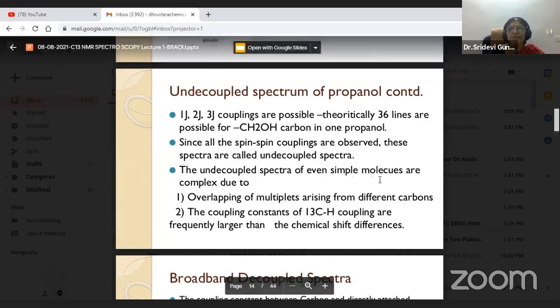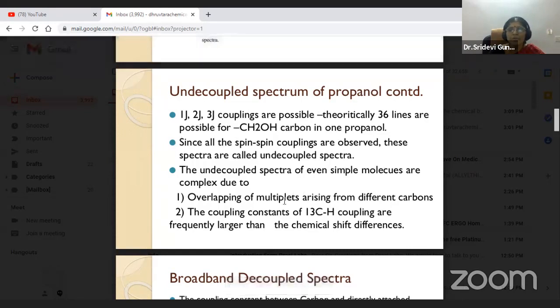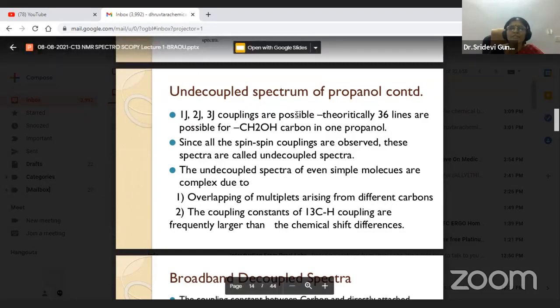The undecoupled spectra of even simple molecules. Propanol is a very simple molecule, so it's also complex. Why? Because of overlapping multiplets. 36 lines for this carbon, 36 lines for another carbon, and 36 lines for the other carbon. Definitely there will be overlapping.